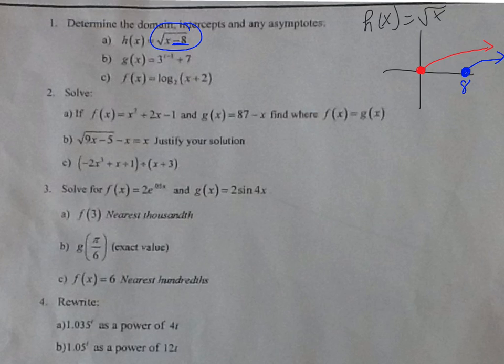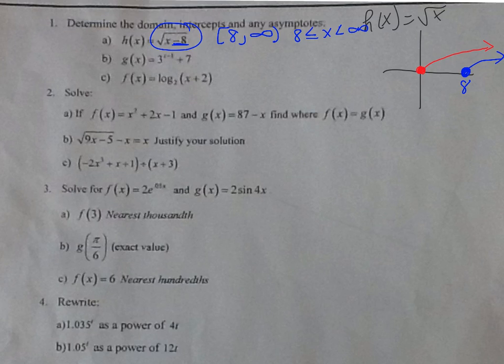So my domain would be from 8 to infinity. Or it could be written as 8 is less than or equal to x is less than infinity. Like that. Okay?